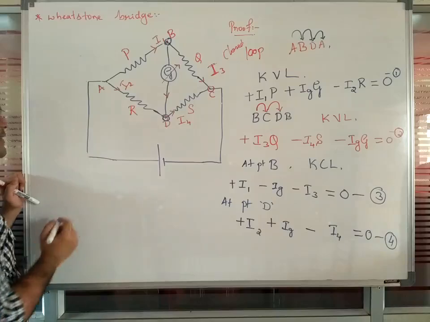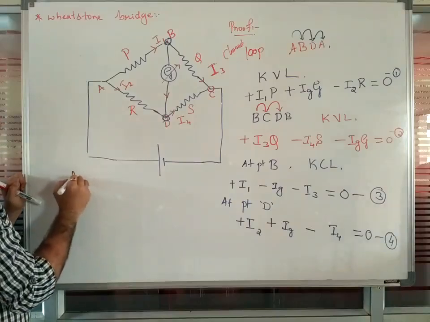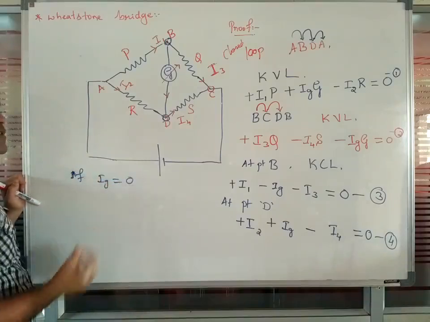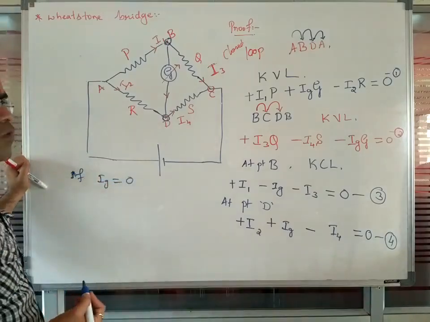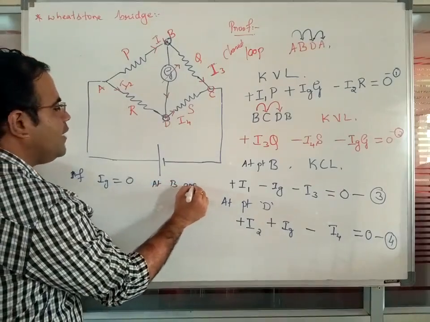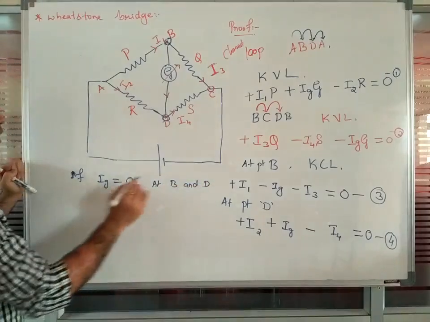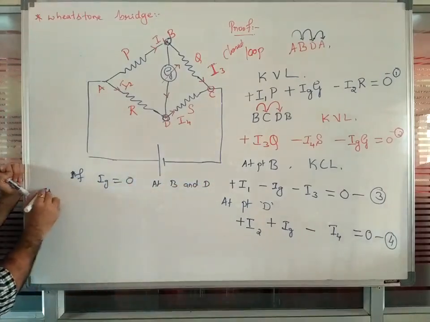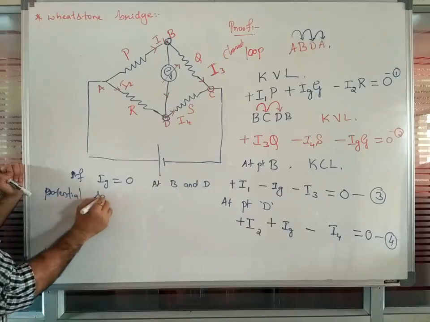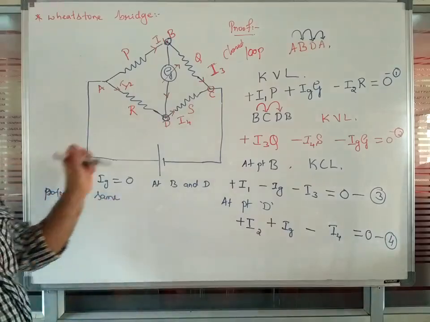Now the question is, if Ig is equal to 0, what does it mean here? At point B and point D, the potential is the same. At point B as well as point D, the potential remains the same. So when the potential is the same, the current through the galvanometer is 0.